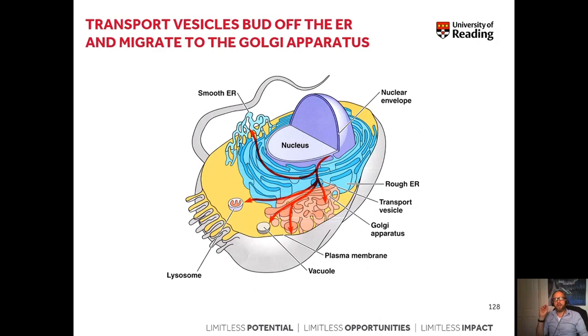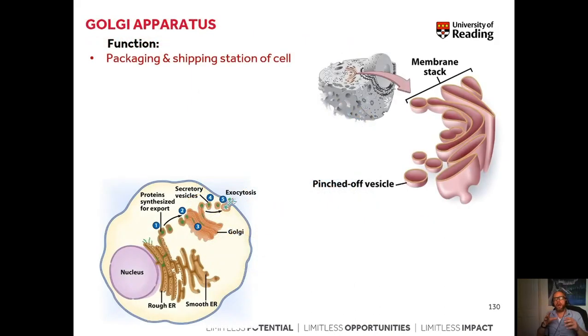They bud off from the ER in vesicles and migrate to the so-called Golgi apparatus. As you can see here, the Golgi apparatus is quite close to the endoplasmic reticulum, so the distance is actually not that large. So once a protein is produced on the ribosomes, they migrate embedded in vesicles to the Golgi apparatus. The Golgi apparatus has the function of packaging and shipping of proteins within the cell. So we can refer to it as a packaging and shipping station of the cell.